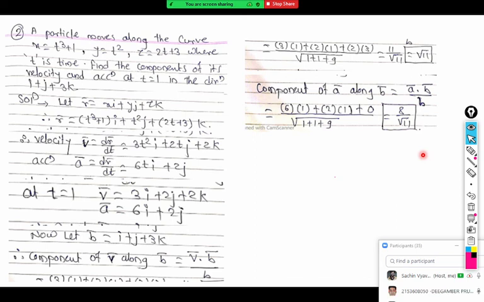Sir, again the last part. Last part means this one. Sir, from the bottom of the answer. Bottom of the answer means no. If you can ask a particular thing, tell me which part. Component of V along B. Okay, this part. So this is the projection.